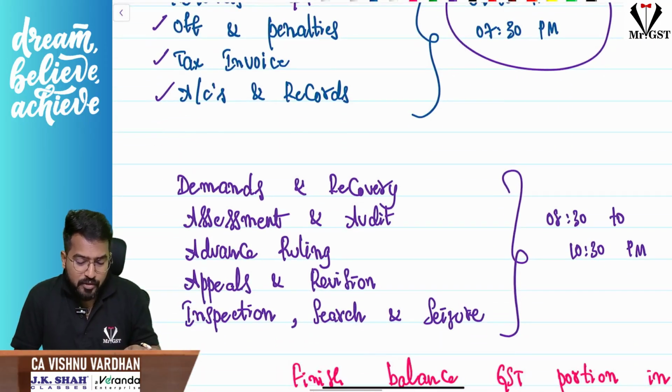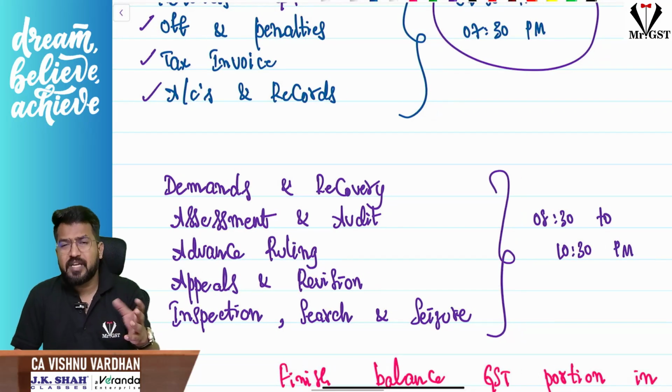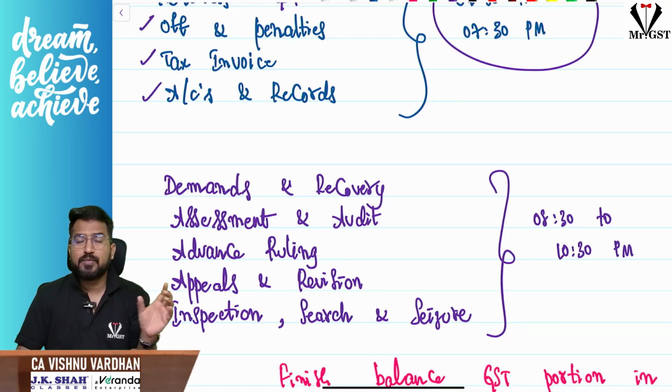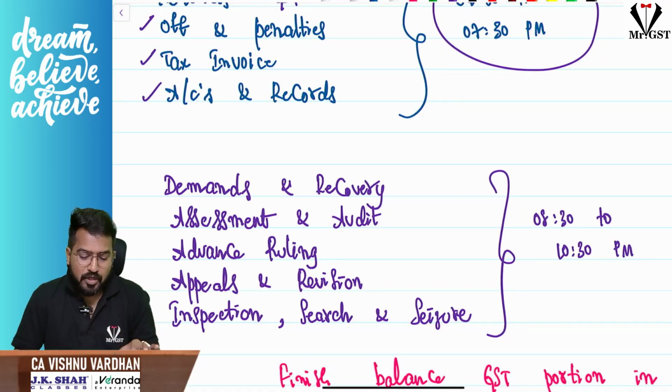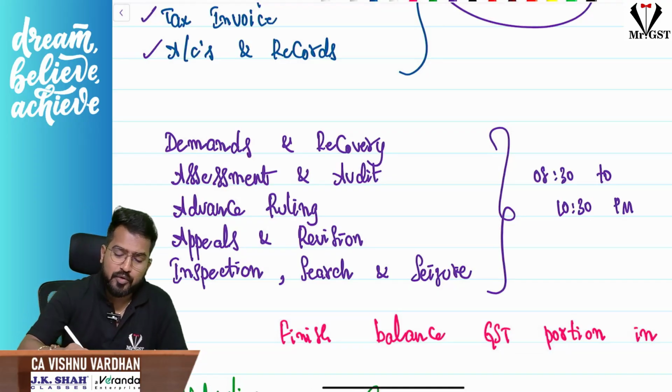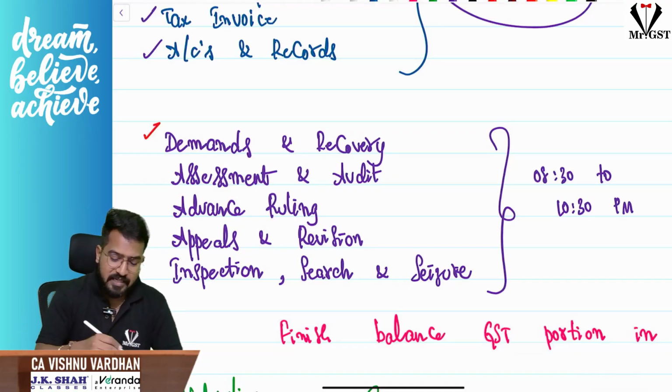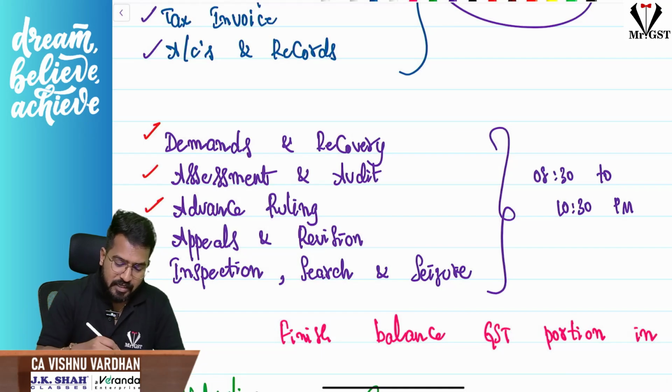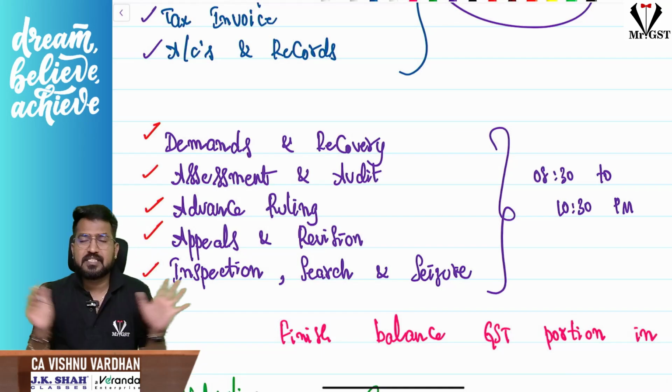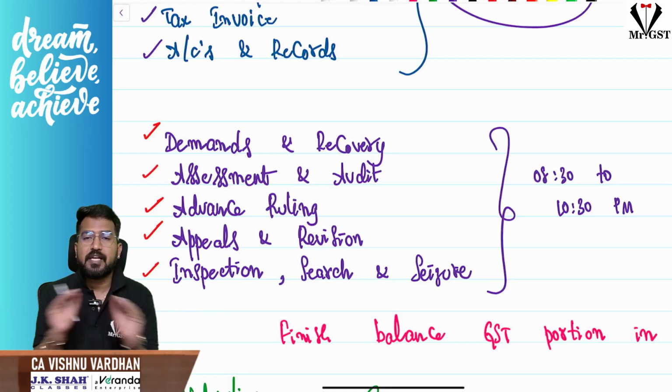Now coming to the next one, we take a dinner break. I ideally give 1 hour here, but you should be taking half an hour, something like that. But if you are too stressed, take 1 hour, no problem. Now in 2 hours time, you should be focusing on other small topics like demands and recovery, assessment and audit, advance ruling, appeals and revisions, inspection, search and seizure. With this, we will be done with GST.